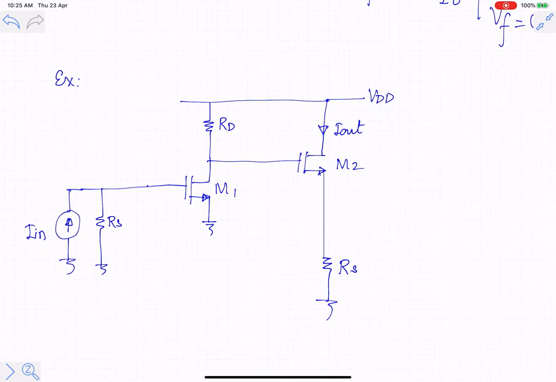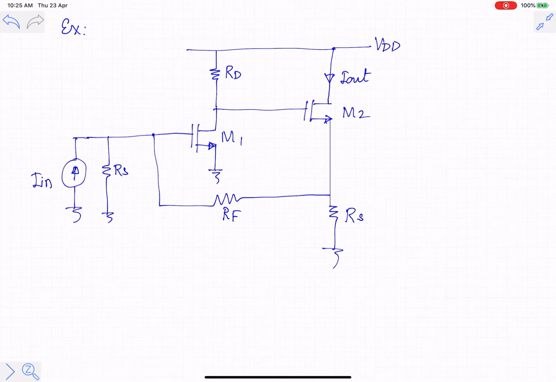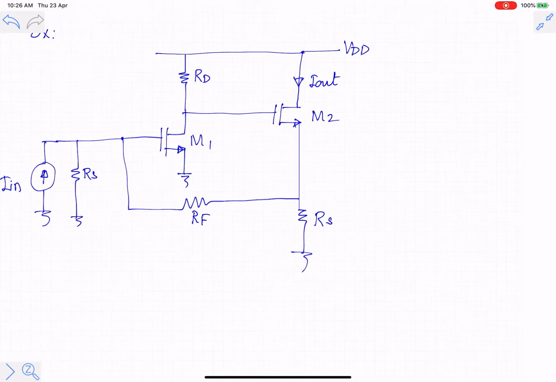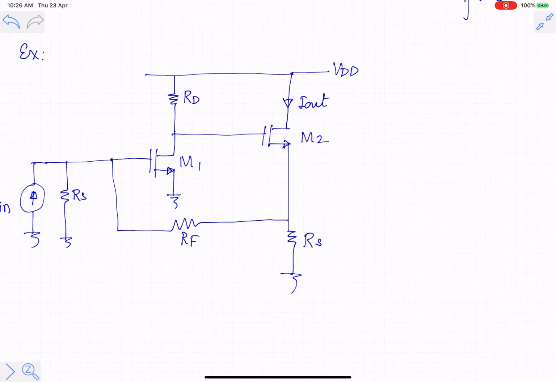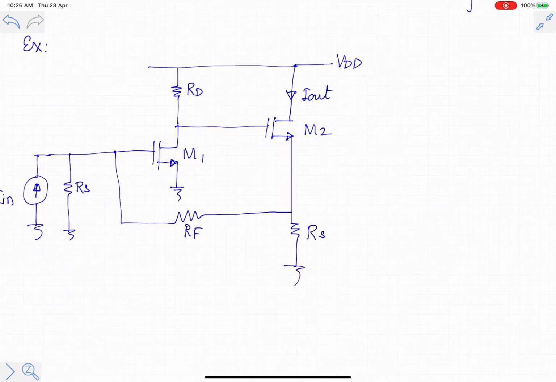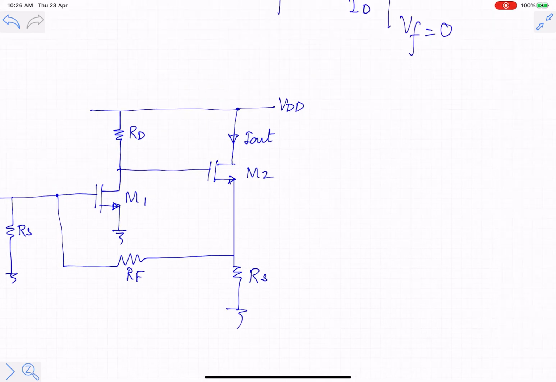And then we have the feedback resistance RF. So this is RF. So this is the circuit. Current is sensed and current is subtracted. So it is a current feedback. So first we will see the calculation of beta.